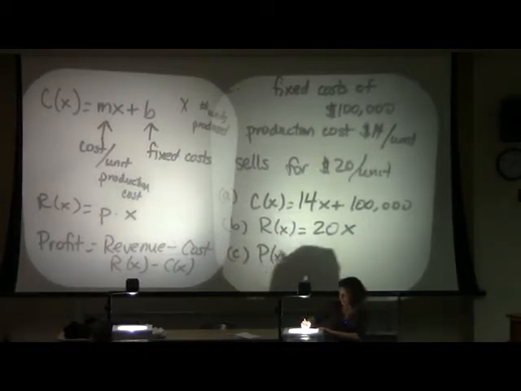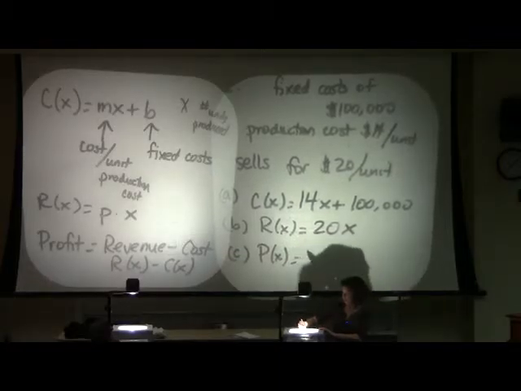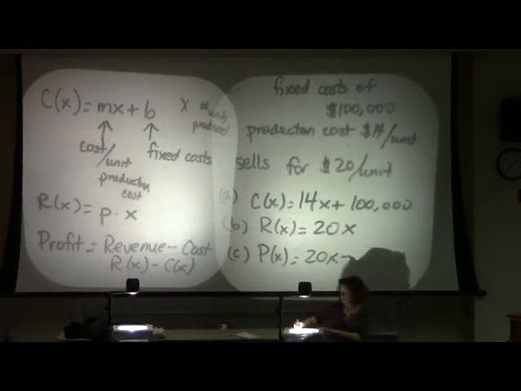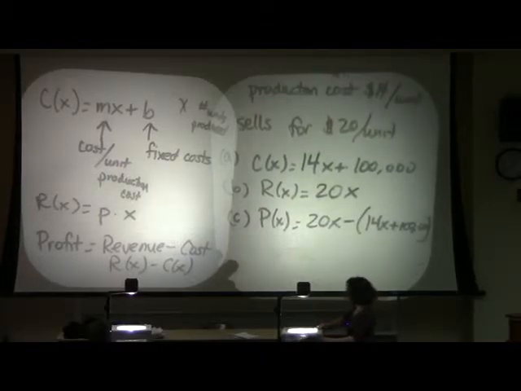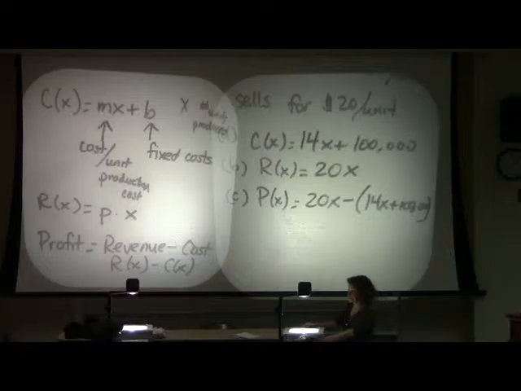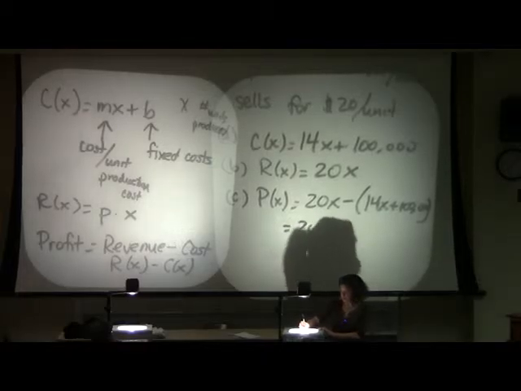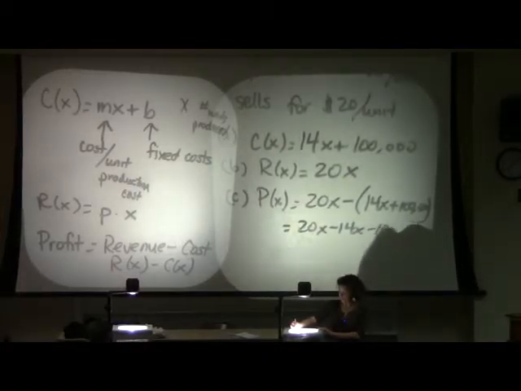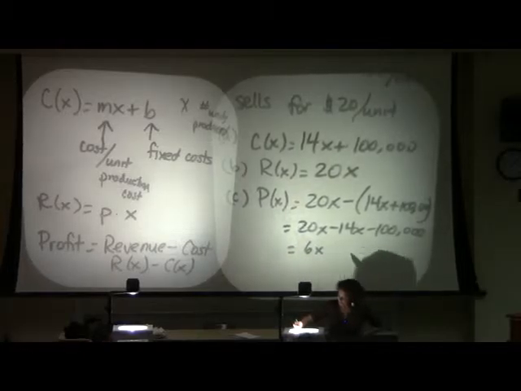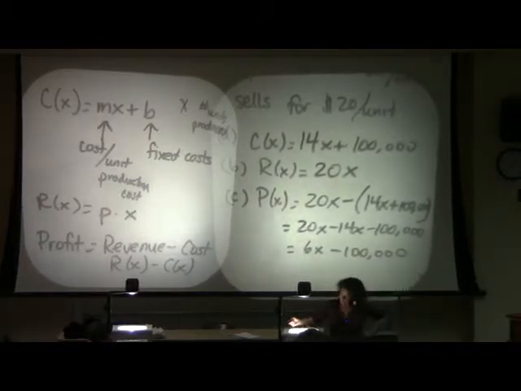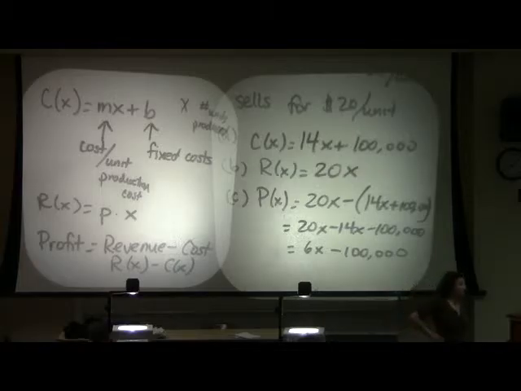All right, what about our profit function? Well, you take your revenue function, watch this though, and you subtract off your entire cost function. In other words, put parentheses around your entire cost function. Well, you can just distribute your negative sign throughout your parentheses. See, if you forgot your parentheses, you would have your negative correctly here, but you would have a plus here. That's not okay. So we have 6x minus 100,000. Are you guys with me this far?